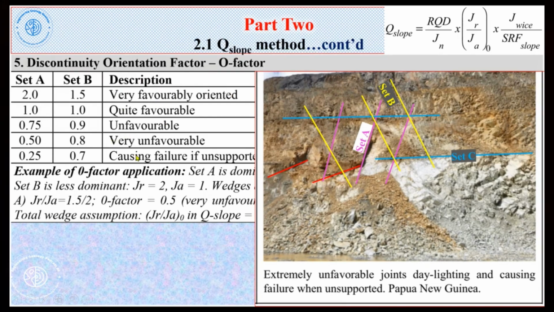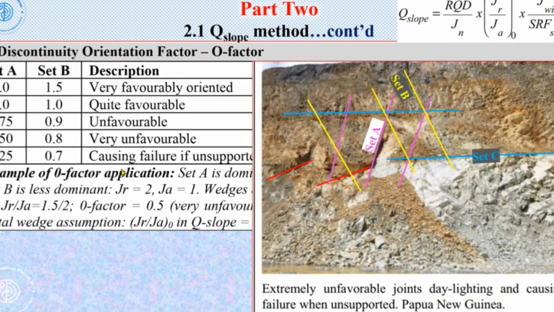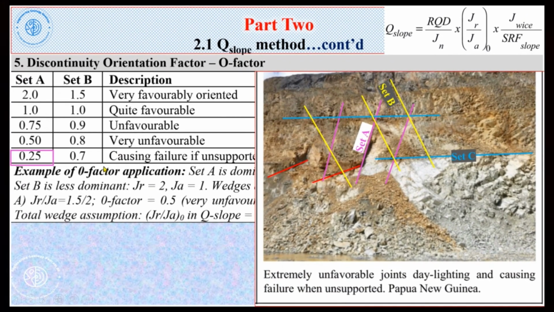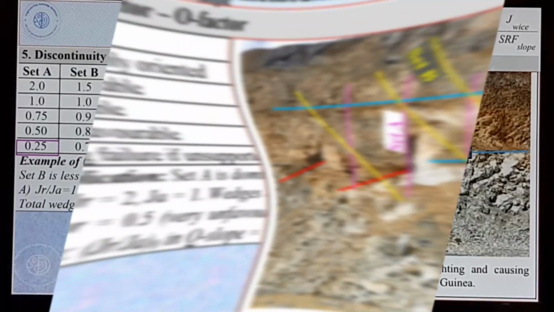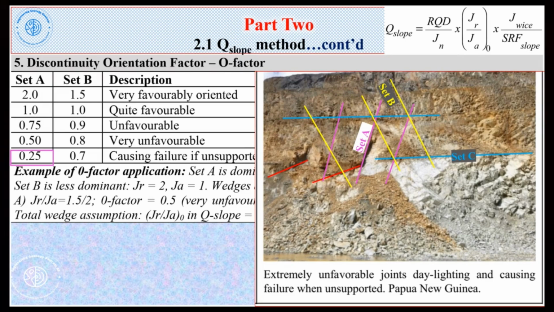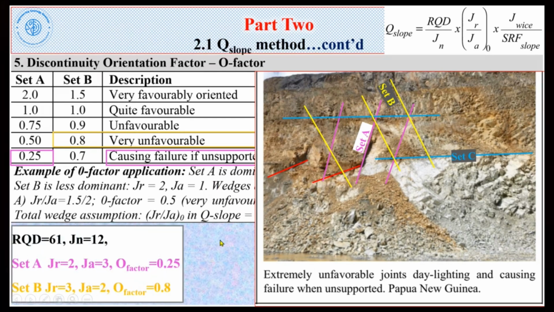In my example, I have taken joint set A as the extremely unfavorable joint because it controls the instability condition here. So it is an extremely unfavorable condition. That means its rating value will be 0.25 for set A. For set B, since set B is less adverse than joint set A, I have assumed joint set B is very unfavorable, and the rating for joint set B will be 0.8.